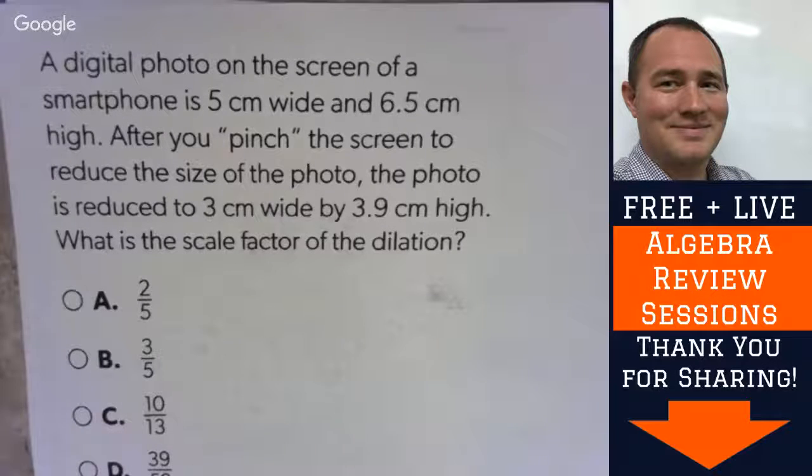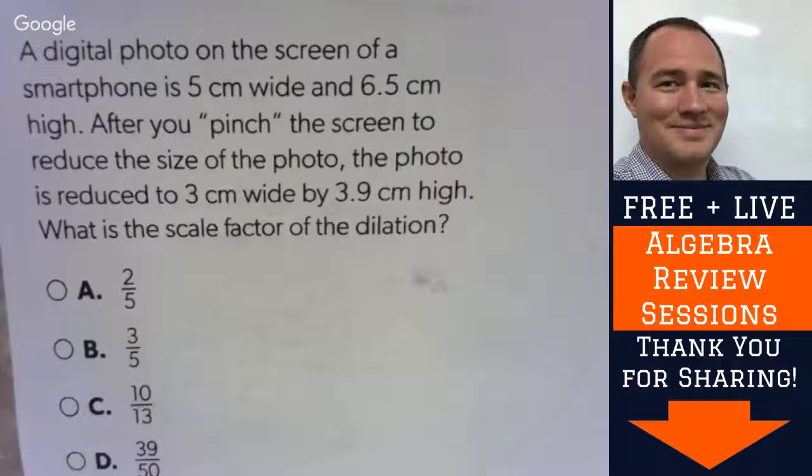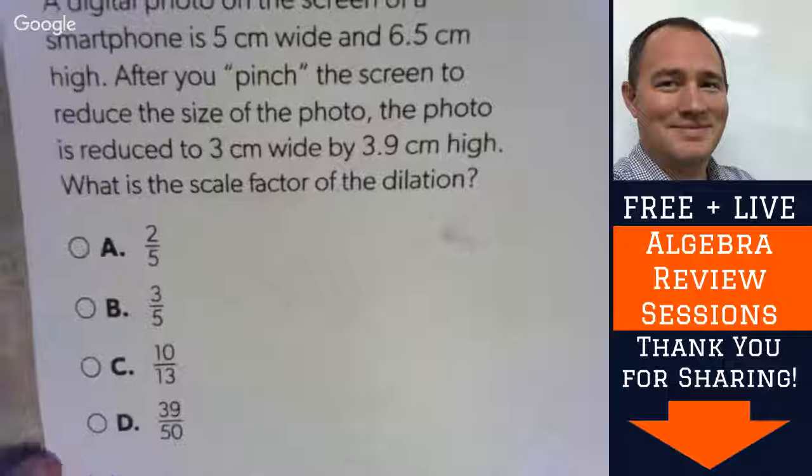Okay, so a digital photo on the screen of a smartphone is 5 centimeters wide and 6.5 centimeters high. After we pinch the screen to reduce the size, the photo is reduced to 3 centimeters wide by 3.9 centimeters high. And we're asked what the scale factor was that caused that.